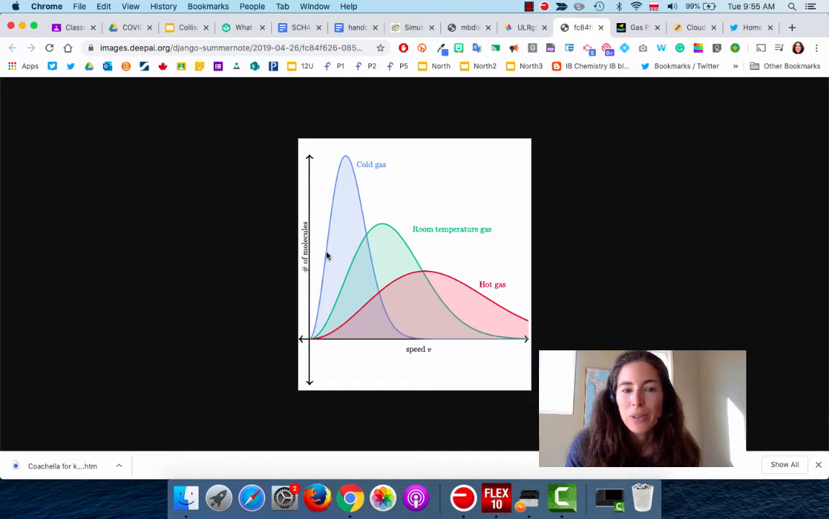So when we cool it down, we still have that asymmetrical shape. It's tailing off a little more in this direction, and it's taller. When we heat the gas up, we still have an asymmetrical curve. It's slowly tailing off to the right, but we can see the curve sort of flattens out. Okay, so each of these curves has the same number of molecules being counted. It's just that this distribution of speeds is different for each one.